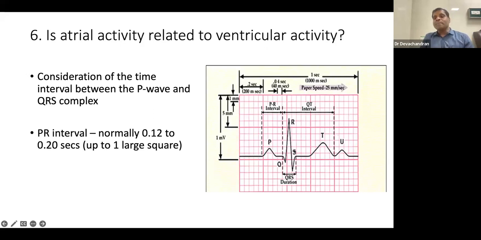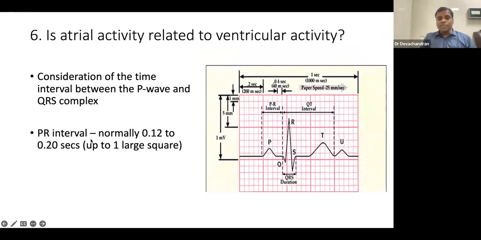If P and QRS are totally separate, so P waves are running separately, QRS is running separately, then there is complete dissociation of the atria from the ventricle in terms of electrical activity. So we call it AV dissociation. Okay, right. So let's look at some more examples of that as well.